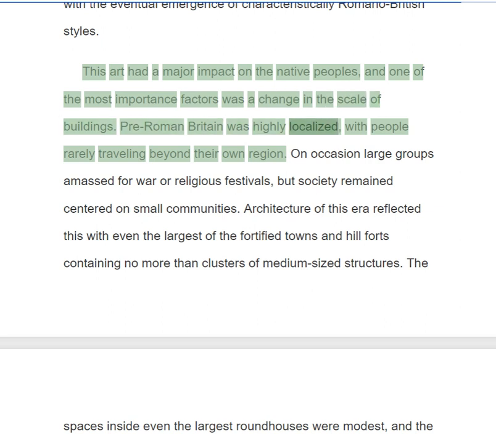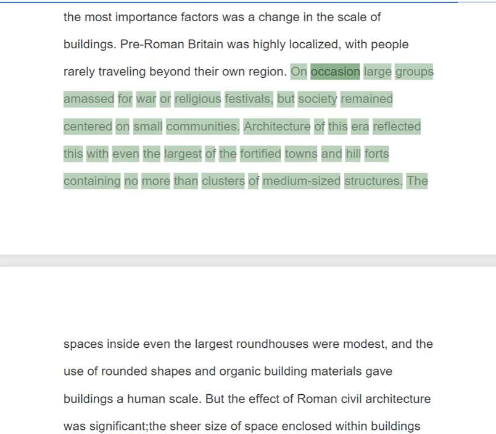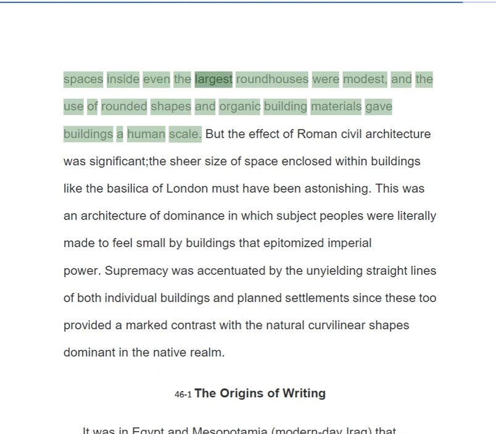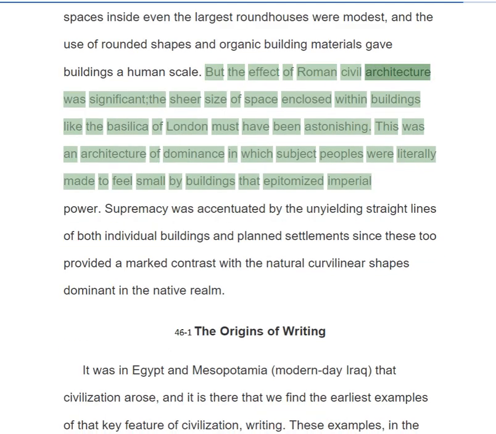Pre-Roman Britain was highly localized, with people rarely traveling beyond their own region. On occasion, large groups amassed for war or religious festivals, but society remained centered on small communities. Architecture of this era reflected this, with even the largest of the fortified towns and hill forts containing no more than clusters of medium-sized structures. The spaces inside even the largest roundhouses were modest, and the use of rounded shapes and organic building materials gave buildings a human scale. But the effect of Roman civil architecture was significant.